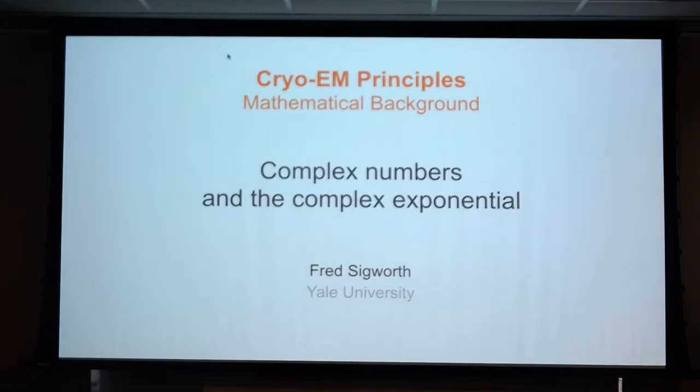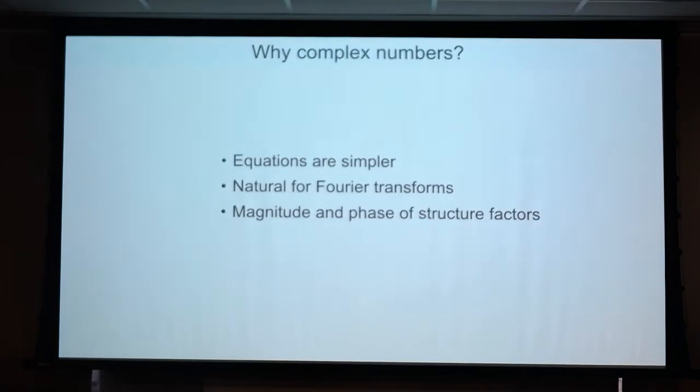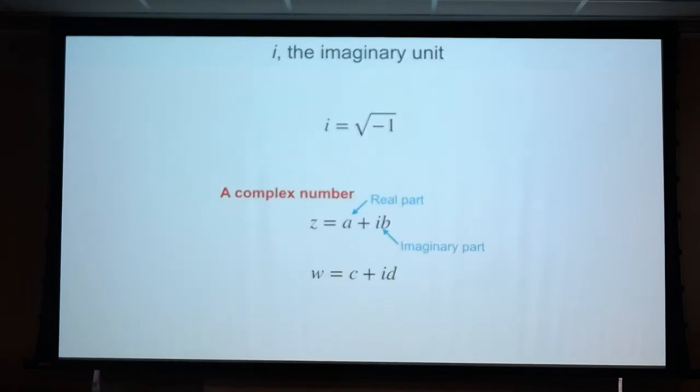All right, so we have to start with complex numbers because unfortunately complex numbers are used all over the physics literature and over all of the main concepts that we use for imaging in electron microscopes. And the main thing is that complex numbers are an extremely useful bookkeeping tool, and we're going to use it for that.